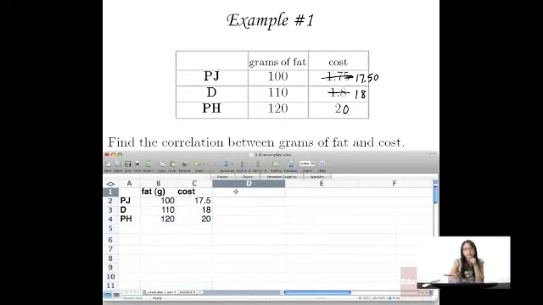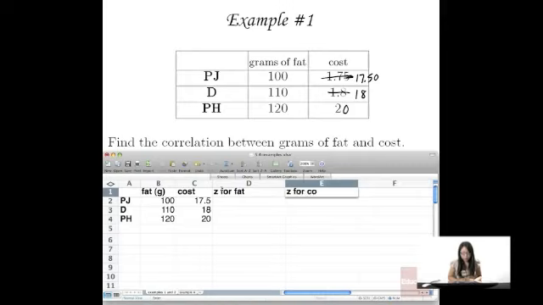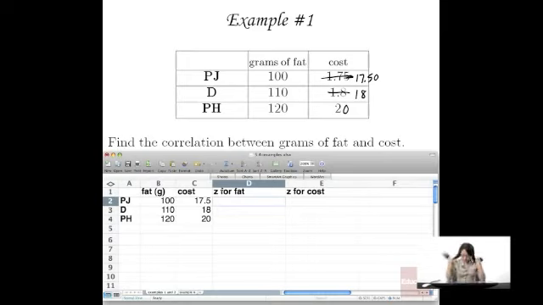So in order to find the correlation coefficient, I like to break it down into the component pieces. And the big component pieces I'm going to need are the z-score for x and the z-score for y, right? And I'll say the z-score for fat and the z-score for cost. In order to find the z-score, I would need to put in the difference between this and the average, right?